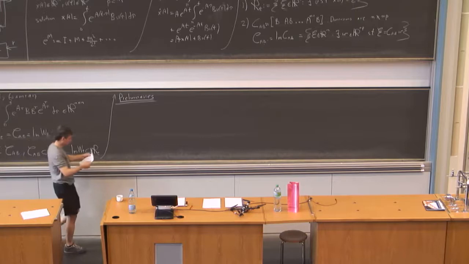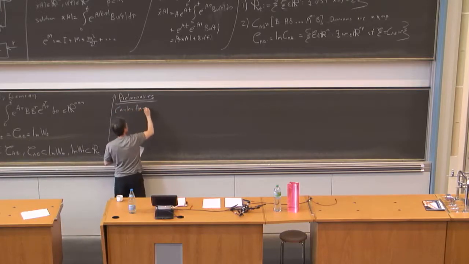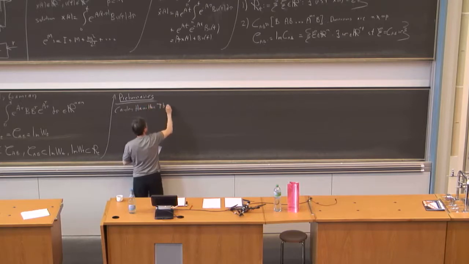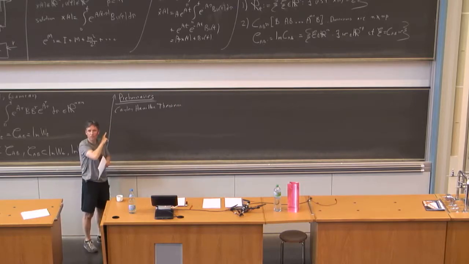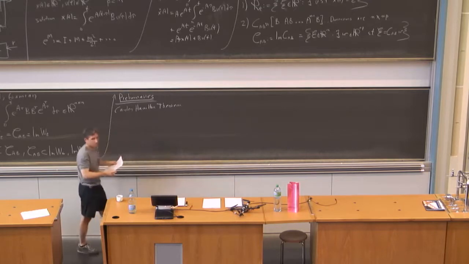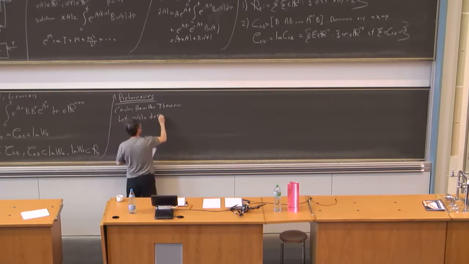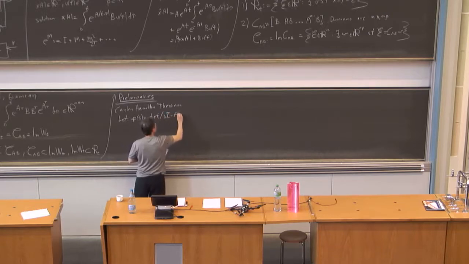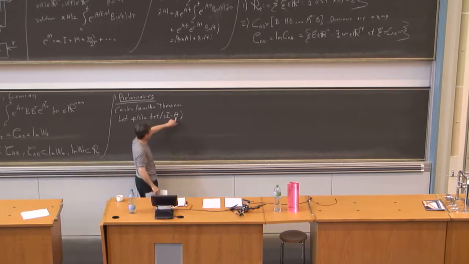We need some preliminaries, and the first one is the Cayley-Hamilton theorem. How many of you have not seen this before? Okay, good. So I will spend time talking about it. It's a very nice result. So let rho of S equal the determinant of SI minus A. So basically, we take our square matrix A, we do SI minus A, and we take its determinant.